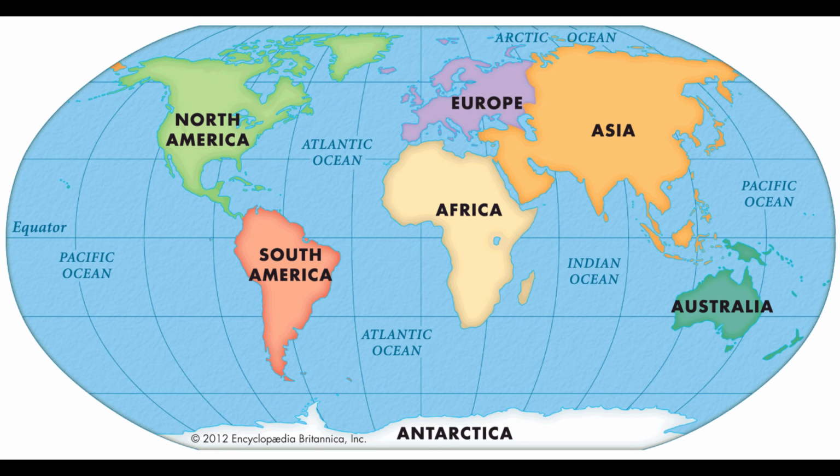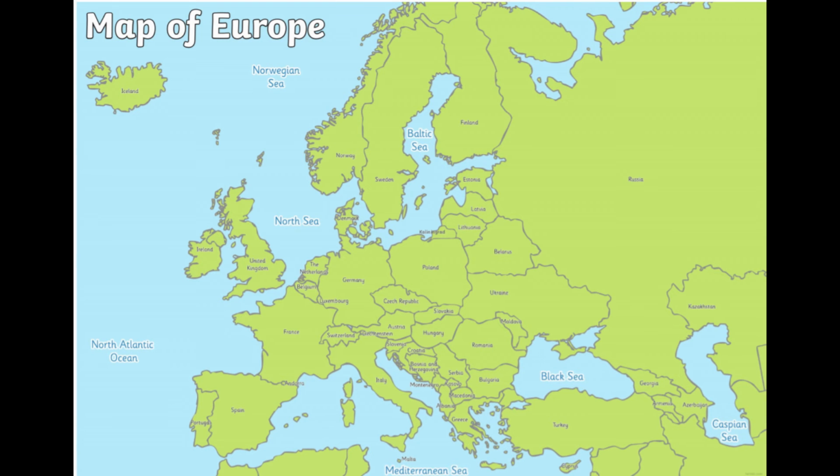Can you recognise some of the lines of longitude and latitude on this map now? You can use them when you're describing where the countries are. You might say, I live in Europe. I live north of the equator. Here is a map of just Europe. Can you spot any other countries which are in Europe? If they're above the equator, would they be in the northern hemisphere or the southern hemisphere? You're right, the northern hemisphere.